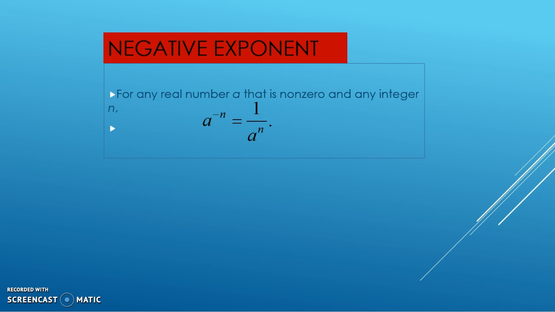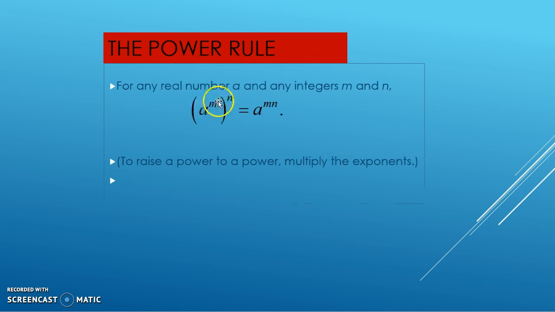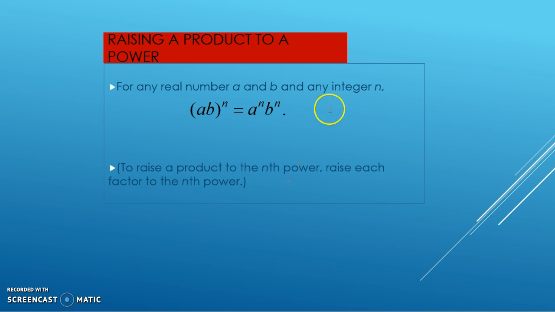Another rule that you're going to be looking at is the power rule. That means if you have something raised to a power and then raised to another power, you multiply the exponents. That's the power rule. We also have a product to a power. What that means is if you have a whole thing raised to a power, it's just like taking each piece and raising it to that particular power. So that's the gist of chapter 9.